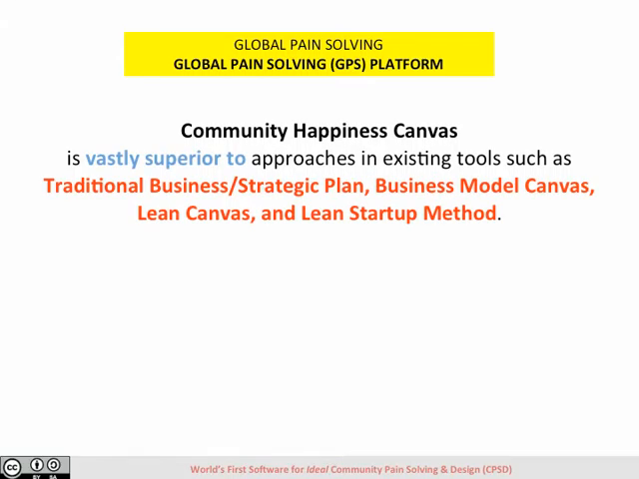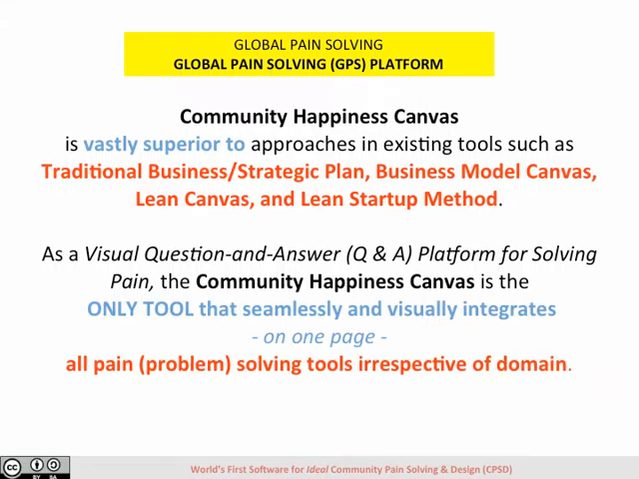But one reason why people use the community happiness canvas is that it is a vastly superior approach when you consider tools such as the business plan, business model canvas, and the lean startup method. All these are tools for achieving goals, but they are limited in their applications. As a visual question and answer platform for solving pain, the Community Happiness Canvas is the only tool that seamlessly and visually integrates all pain solving tools irrespective of domain.